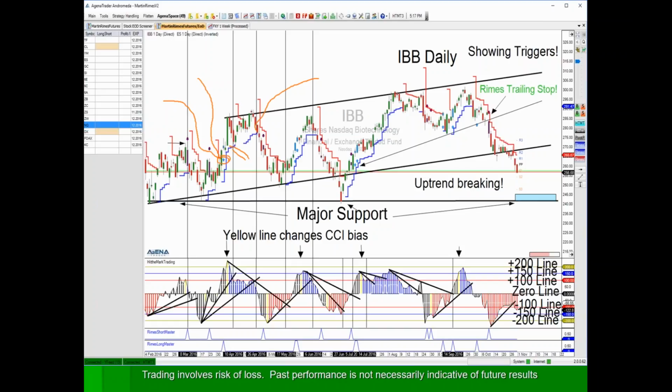Will the trend lines ever be added? I don't know, Art. That's something where I'll have to discuss that with Agena and just see if that's a possibility.